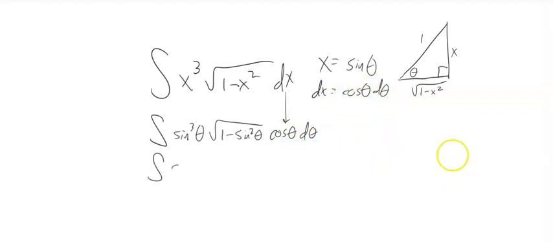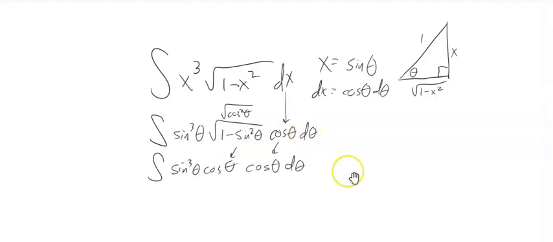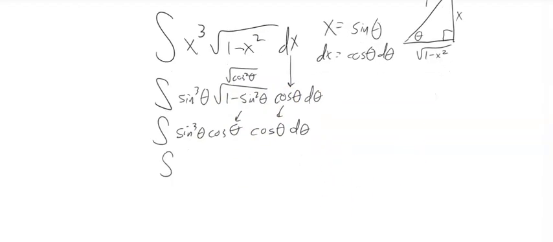So now I have sine cubed theta. I know that this 1 minus sine squared is cosine squared. So this is the same as the square root of cosine squared, which is just cosine. Then I've got that cosine. So this is going to be sine cubed, cosine squared. So there's my substitution.